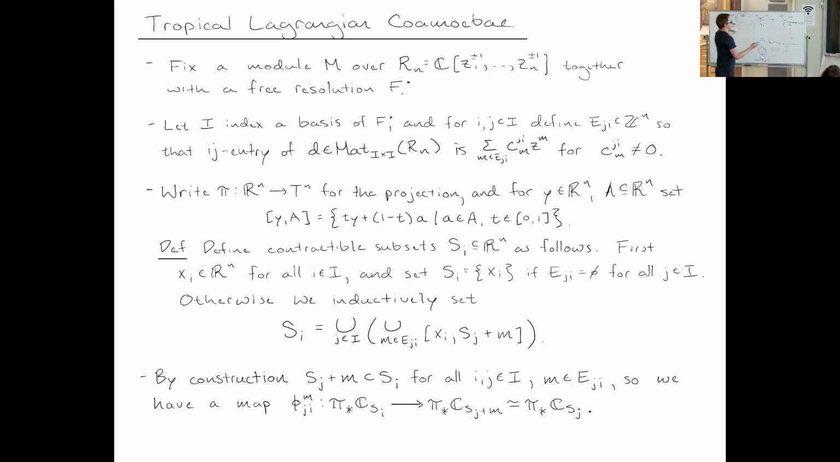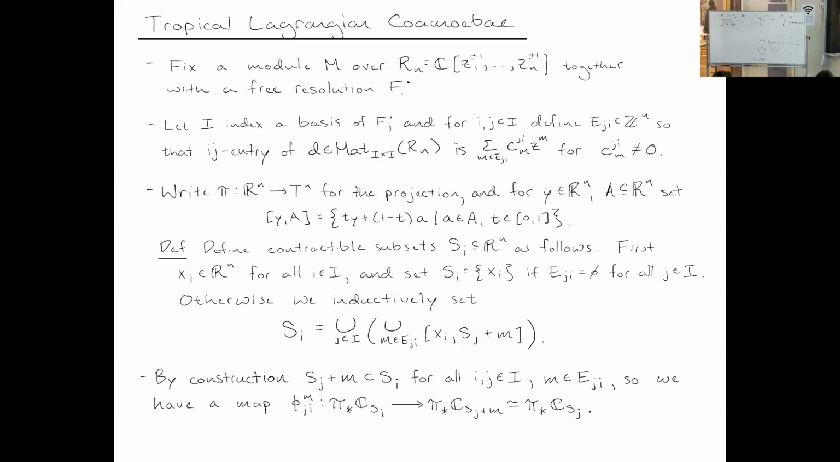But so there will be some examples in a minute. The structure of the definition is: we pick a free resolution together with a basis. The basis is indexed by some set called capital I. I'm going to define for each basis element a subset of Euclidean space, S_i. That's the goal of this slide. How do I build these subsets S_i?